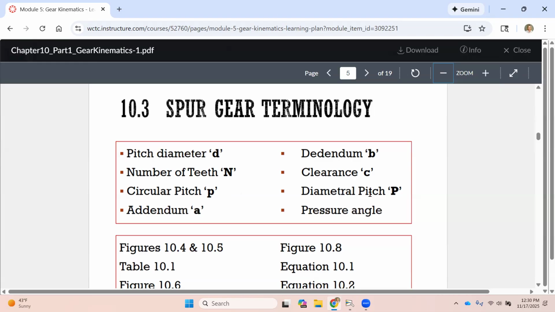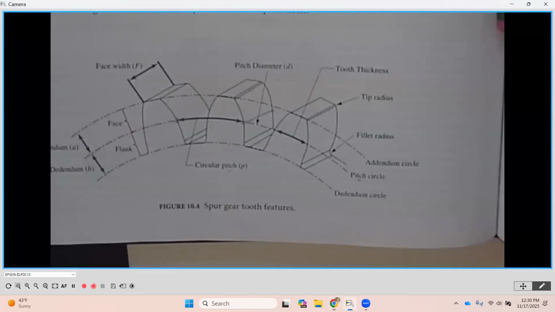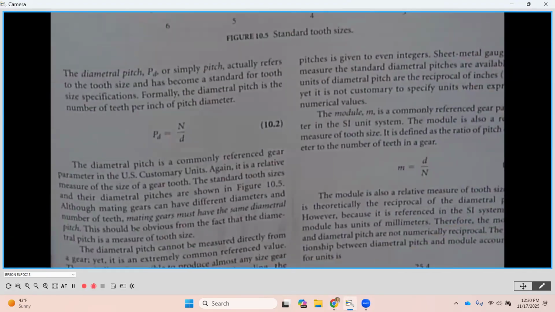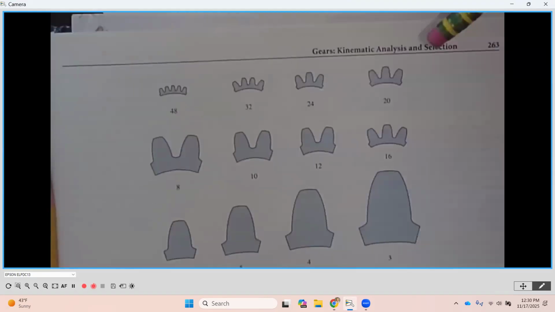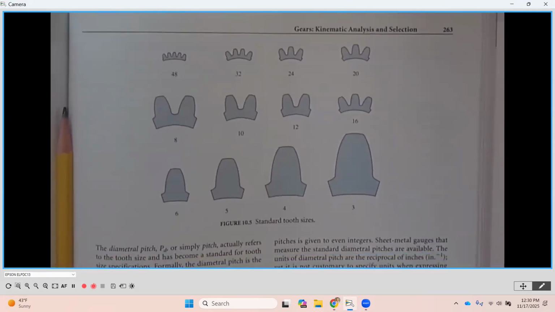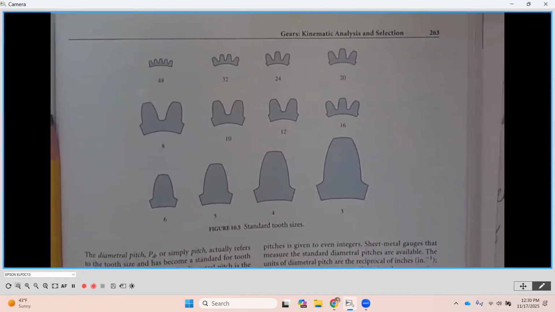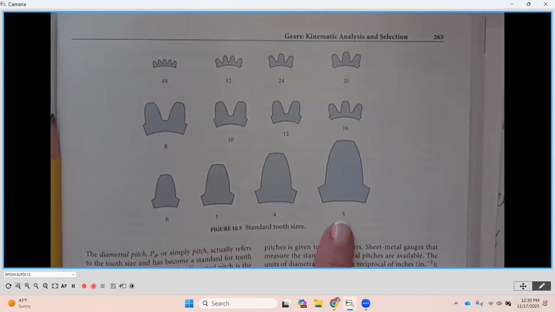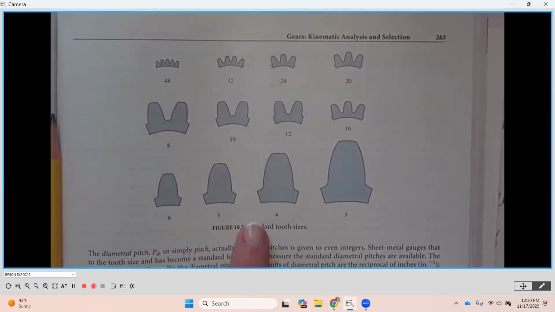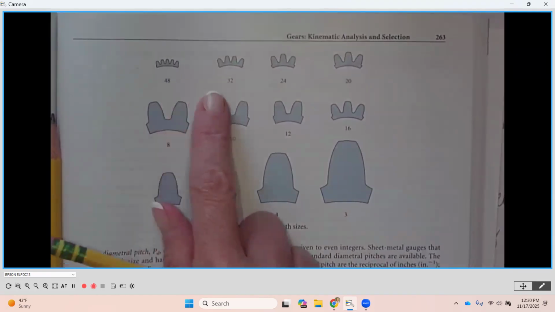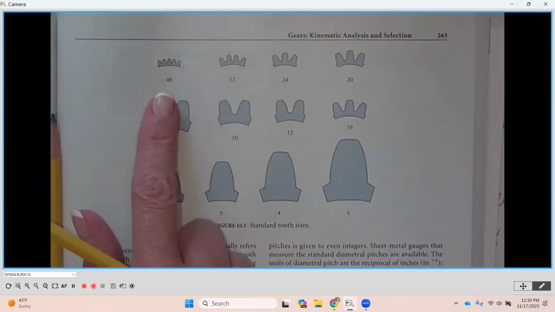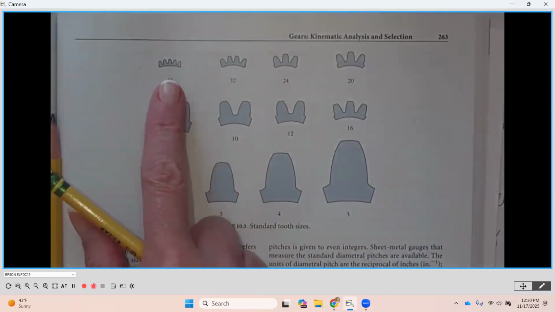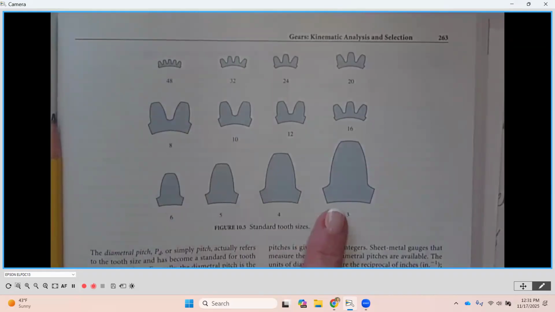And then diametral pitch. If we go back over here, diametral pitch, we're going to look at page 263, the top of page 263. At the top here, this is a chart that gives us a nice illustration of the comparison of the different sizes of gears or gear teeth. Now, you'll notice that each one of these gear teeth has a number associated with it. The larger the number, the smaller the teeth. The smaller the number, the larger the teeth.